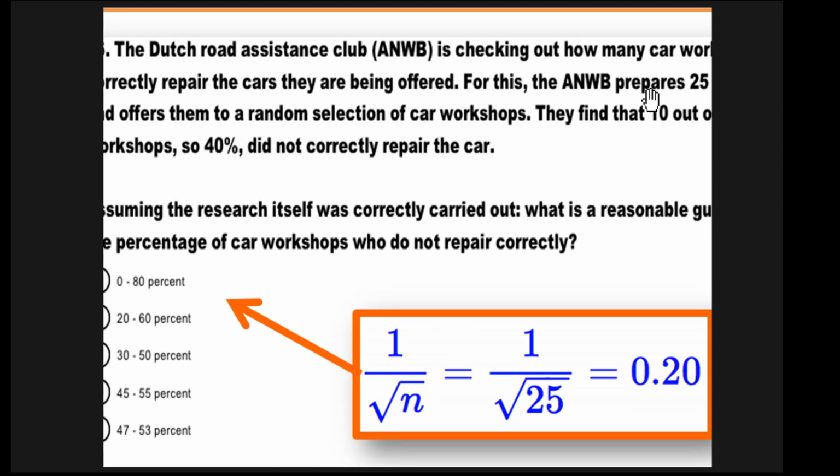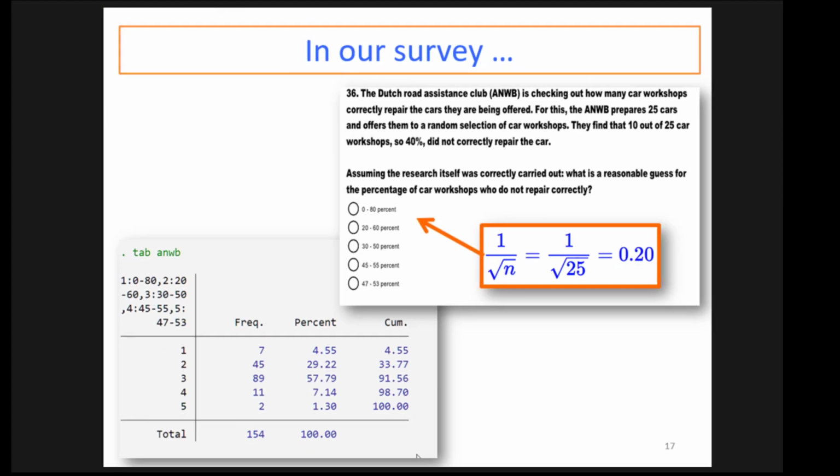That is not very useful because now the edges are gone. Here the example was slightly different. The Dutch Road Assistance Club, ANWB, sampled something and found that 10 out of 25 car workshops, or 40%, did not correctly repair a car. So, same question. We have 40% here, and we need an estimate of the kind, well, 40 minus something to 40 plus something. What is that something?